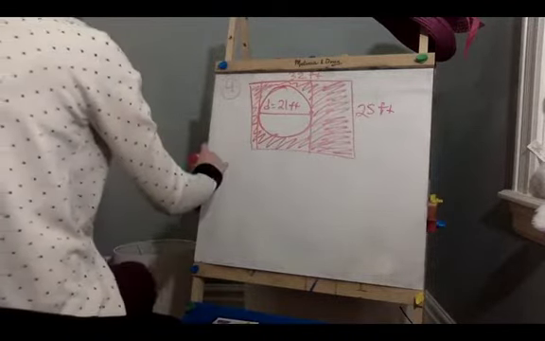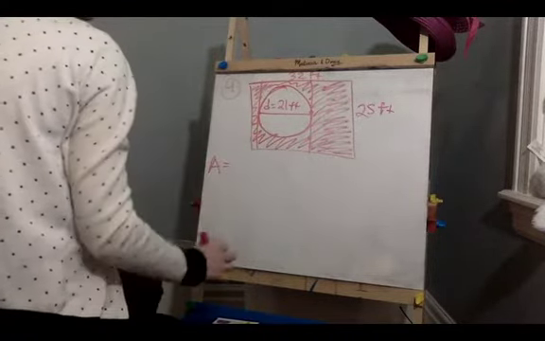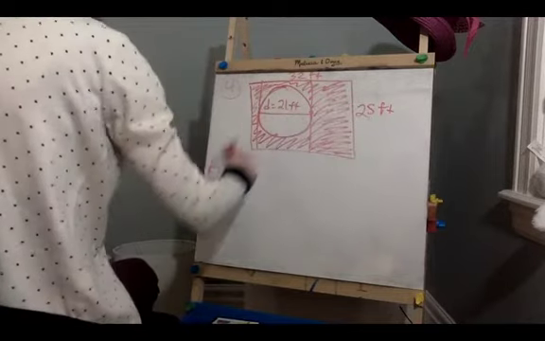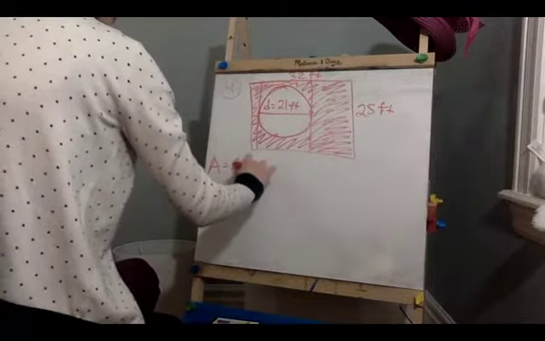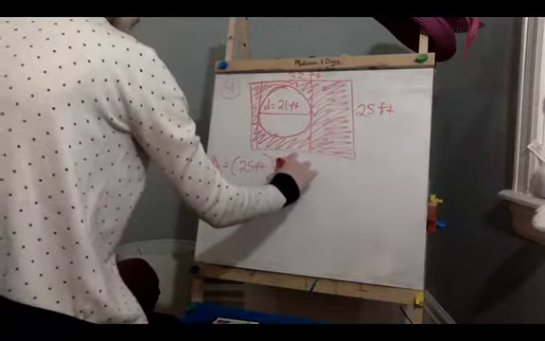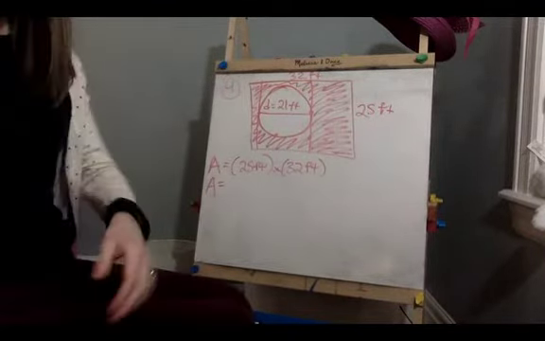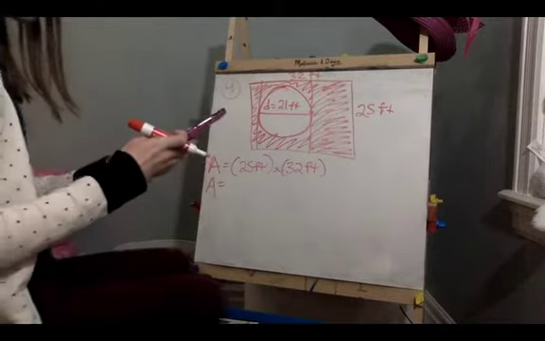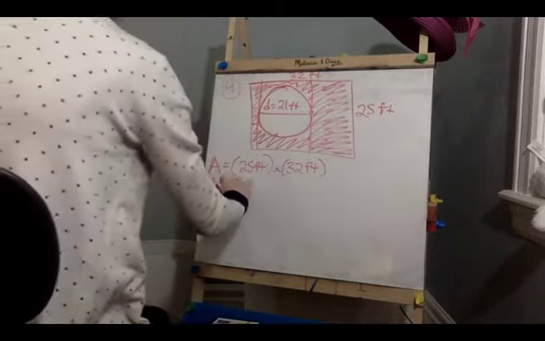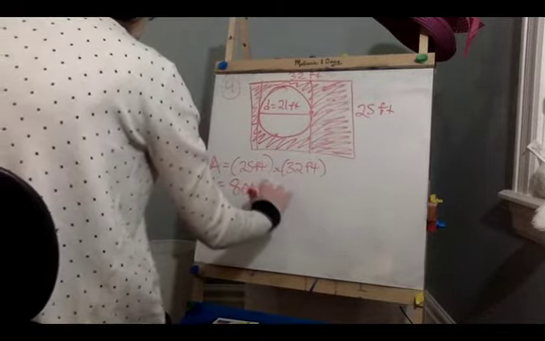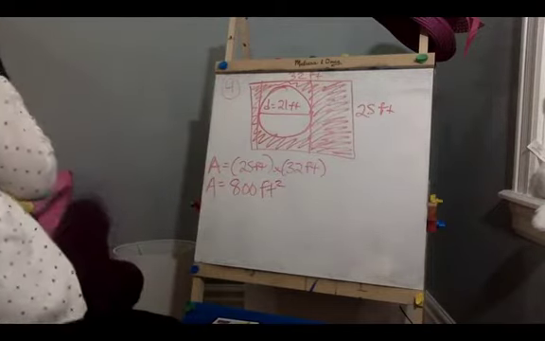So the first thing we do is we calculate the area of the rectangle, which would be 25 by 32. Right, so we'll do that. So that gives us 800 square feet on that one.